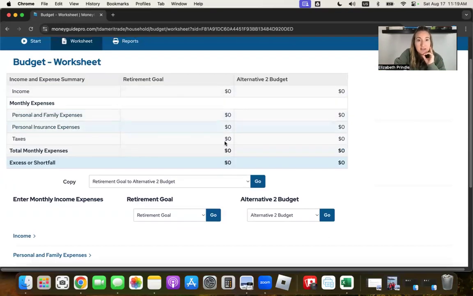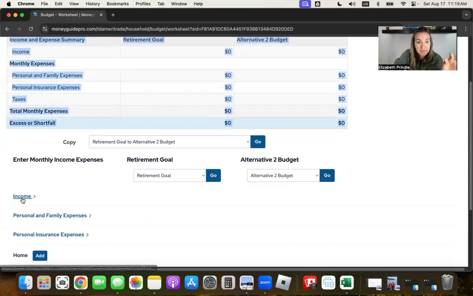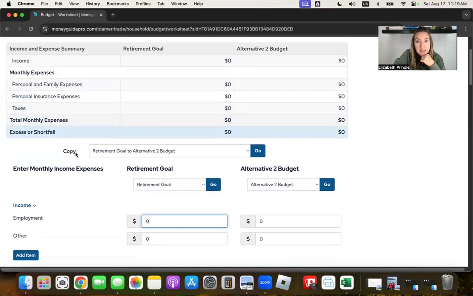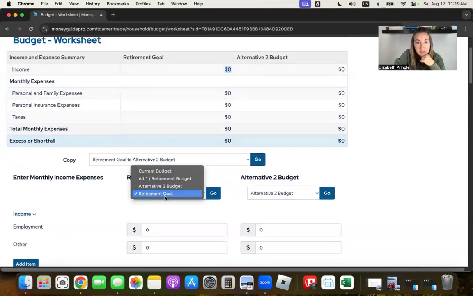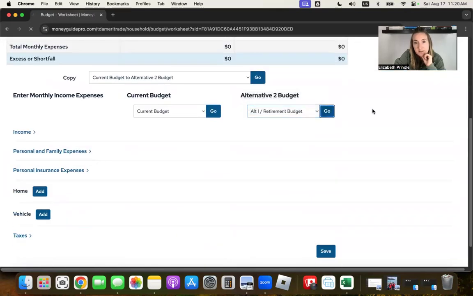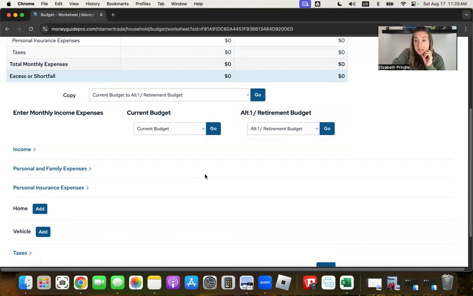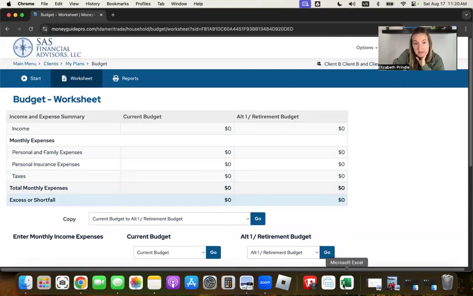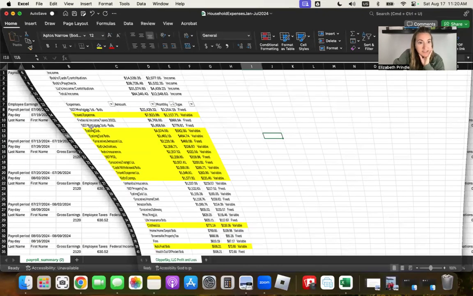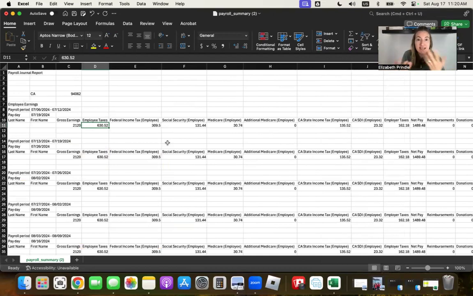So this is a chart up here that basically adds up or finds the sum of the various items down below. So income, I'm expanding it, and I'll probably add some more, and it will sum the total here. I actually want to change this here. Great. So current budget, alternative one is what I want. There we go. Okay, let's get started. First, you need a pay stub. In this case, I have a pay stub, but it's as a spreadsheet.